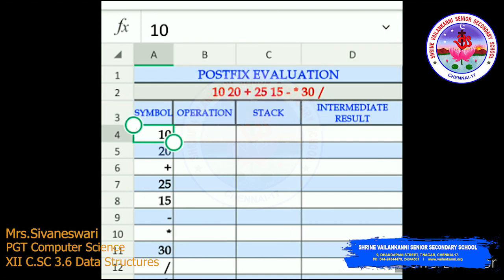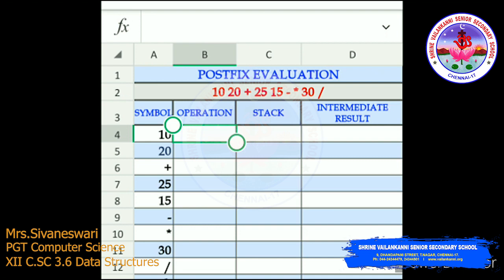Under the symbol column, we put the postfix expression in sequence, one by one, operands and operators together. Now we are going to see how the stack operation is performed. First is an operand. Operands are pushed in, and when an operator comes in, there is a pop twice, because for an expression to be evaluated, we need one operator and 2 operands. So when an operator is there, twice pop happens, and then the intermediate result is found.